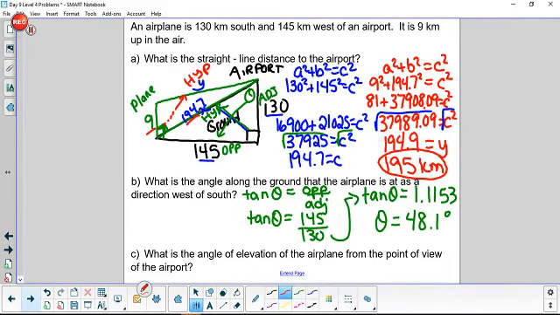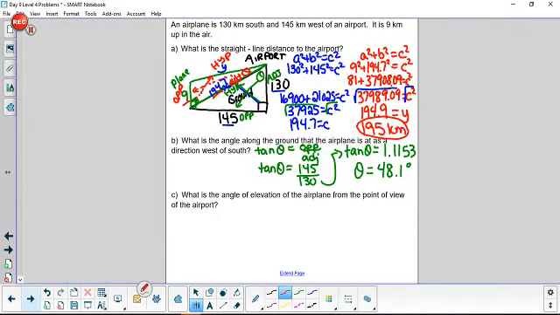The next question says, what is the angle of elevation of the airplane from the point of view of the airport? So now we go to the green triangle, or the one that is up in the air, so that's the three-dimensional part. We want to know the angle of elevation from the airport. And again, because we know all three sides of this triangle, it doesn't matter which ratio we choose as long as we pull the information correctly. So we've already got the hypotenuse labeled. Across from this angle is the opposite side. Then beside this angle is the adjacent. So it does not matter which we use.